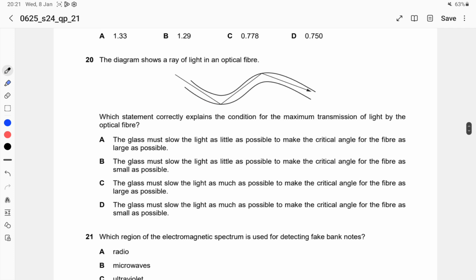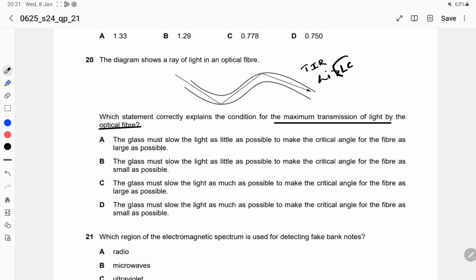20th one, this is a good question. Now, the diagram shows a ray of light in an optical fiber. Which statement correctly explains the condition for maximum transmission by optical fiber? How does light get transmitted from point A to point B? Via total internal reflection. And we just saw that for TIR to take place, your angle of incidence has to be greater than the critical angle.